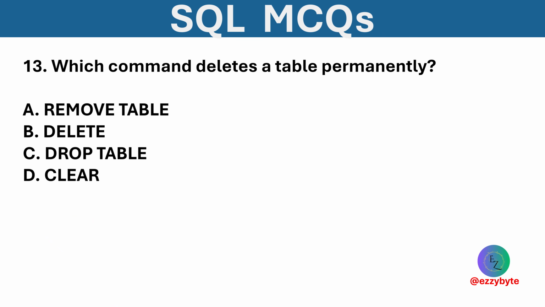Which command deletes a table permanently? Options are remove table, delete, drop table, and clear. Option C is correct. Drop table removes the table and all its data and structure.